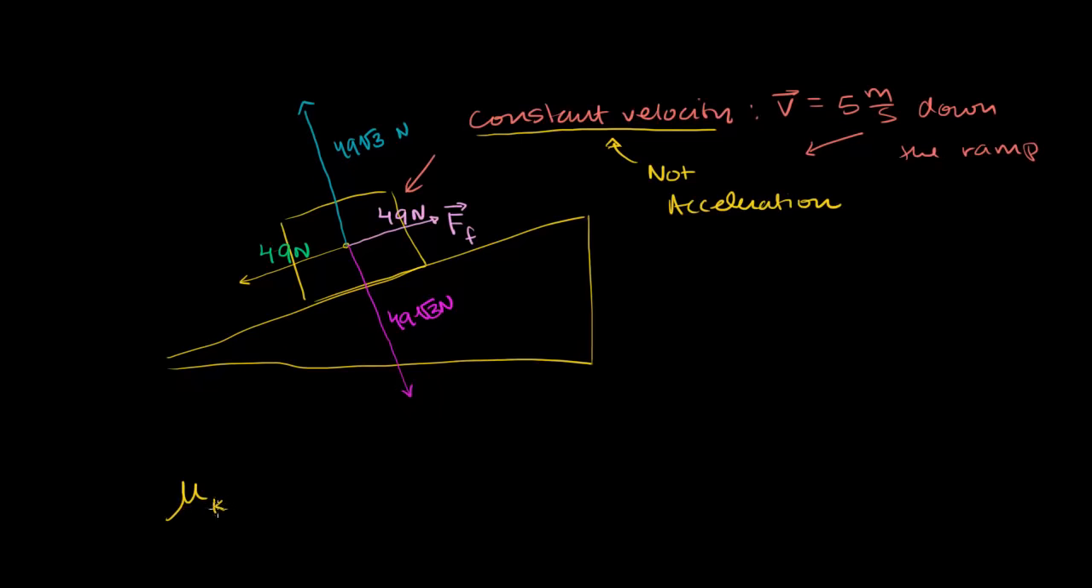Greek letter mu, and we put this little lowercase k here for kinetic, or you can kind of say moving friction, is going to be equal to the magnitude of the force of friction over the magnitude of the normal force.